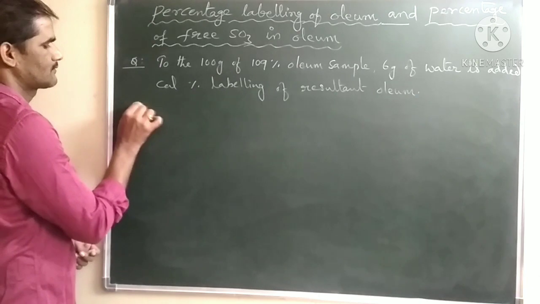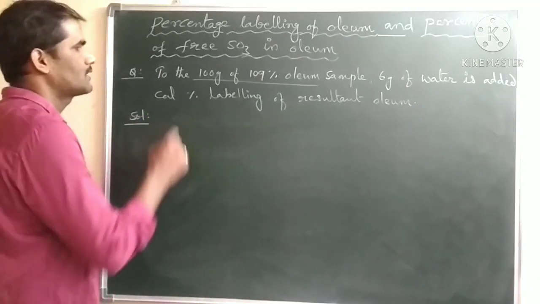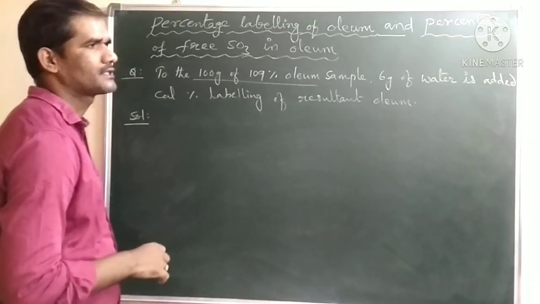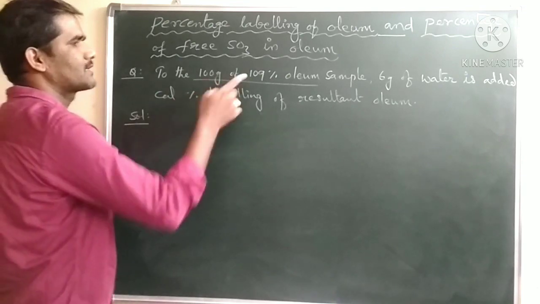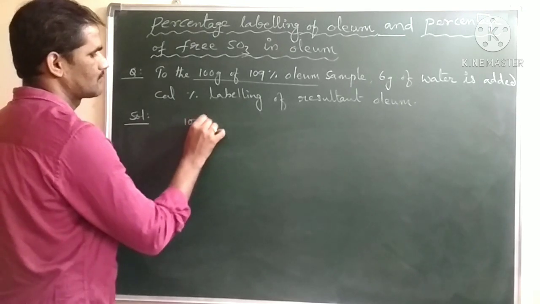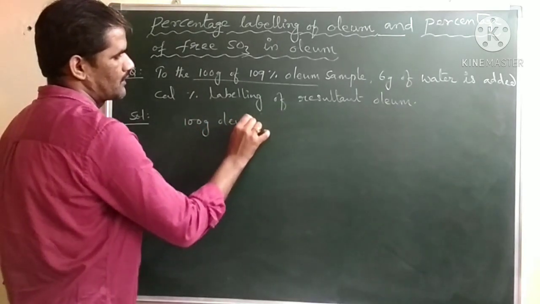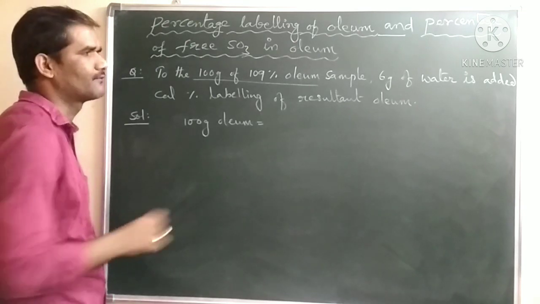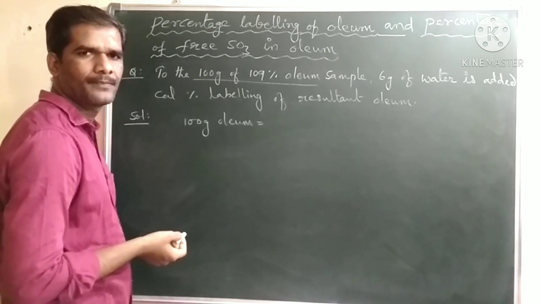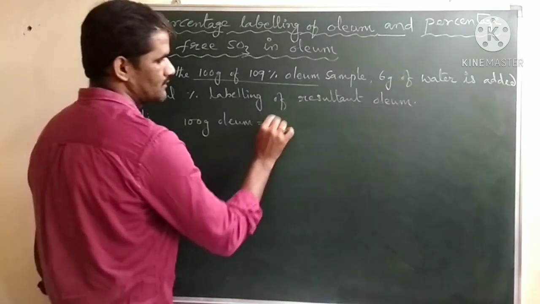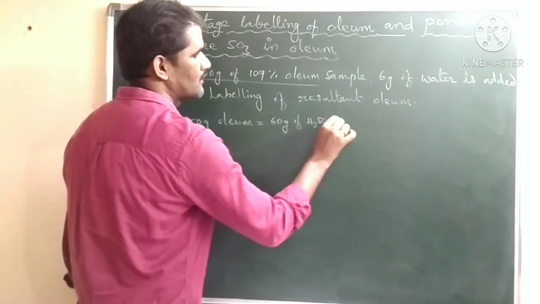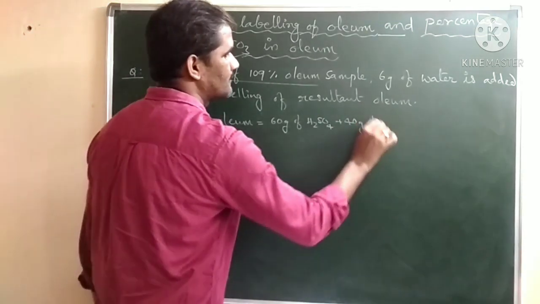Here again the solution. Here they give 100 grams of 109% oleum sample reacts with 6 grams of water. What does it mean, 100 grams of 109% oleum? Here 100 grams of oleum consisting of 109% means what? The available free SO3 is, in 100 grams, 40 grams. So it consists of 60 grams of H2SO4 and 40 grams of SO3.